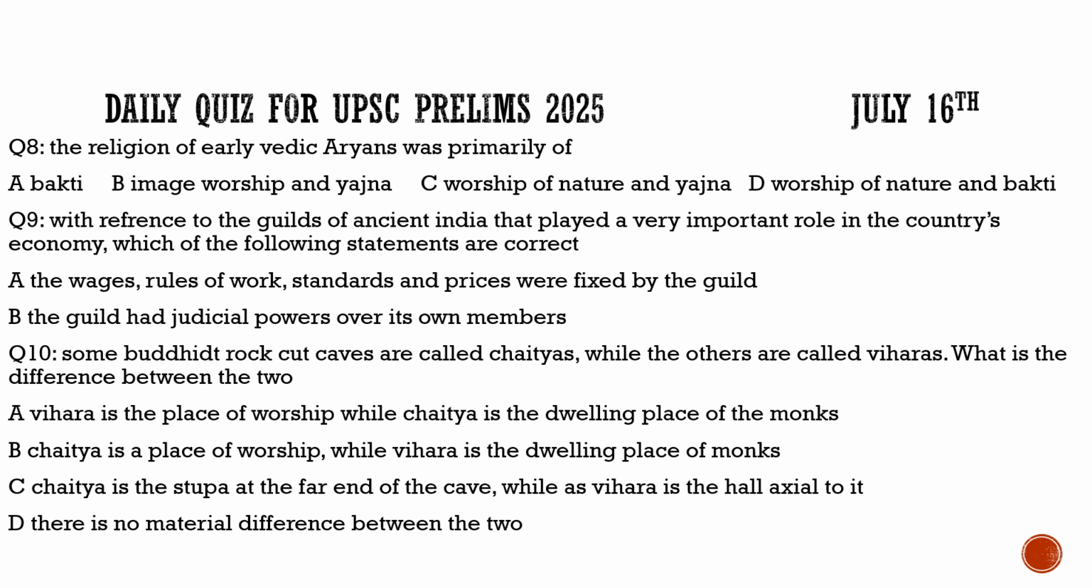It is incorrect. Option D, there is no material difference between the two. It is also incorrect. So for question number 10, option B is the correct option, which correctly defines the chaityas and viharas. So let me repeat it. Chaitya is a place of worship while vihara is the dwelling place of monks.